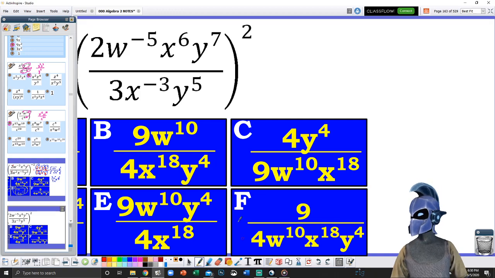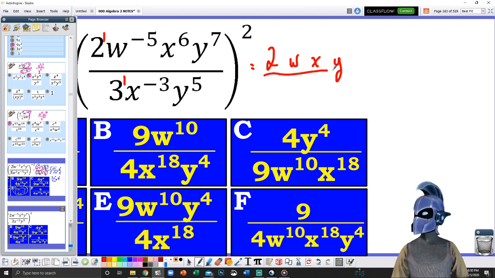So, first step, if we have no exponents, we're going to put a 1, just like before. We're going to go ahead and distribute that 2. So I've got 2, w, x, y on top, and on the bottom, 3, x, y. Multiply all the exponents. So this one gives me 2, negative 10, 12, 14. On bottom, 2 times 1 is 2. Then negative 6 and 10.